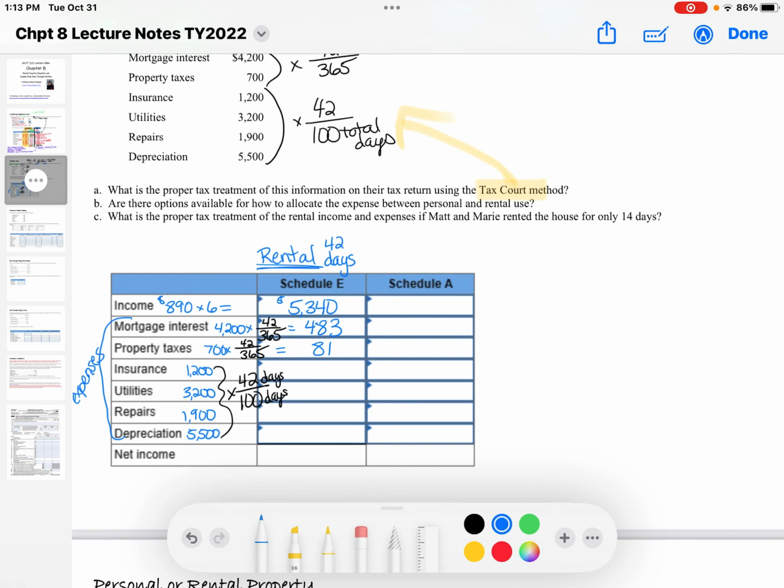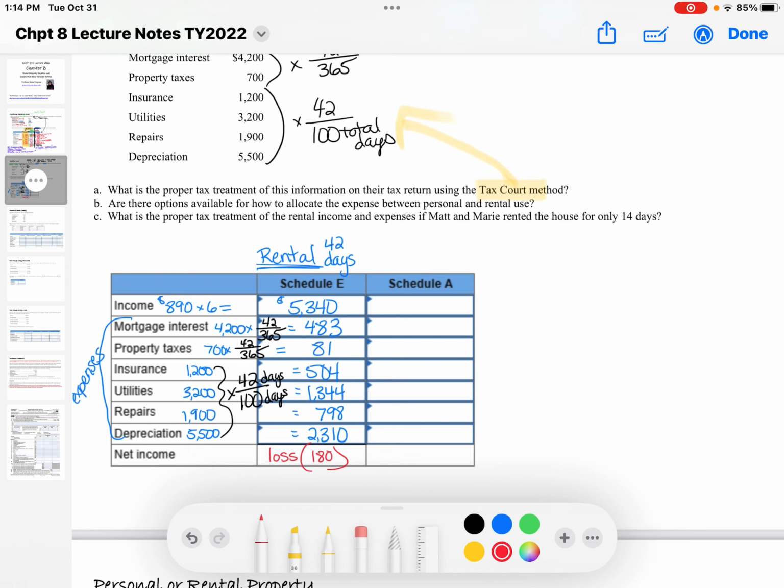Now when you multiply these out, you'll get a variety of numbers. I get $504 for insurance, $1,344 for utilities, repairs $798, and depreciation would be $2,310. Okay, so we would get a loss. We would have a loss of $180 if I take that income and subtract all of these expenses.